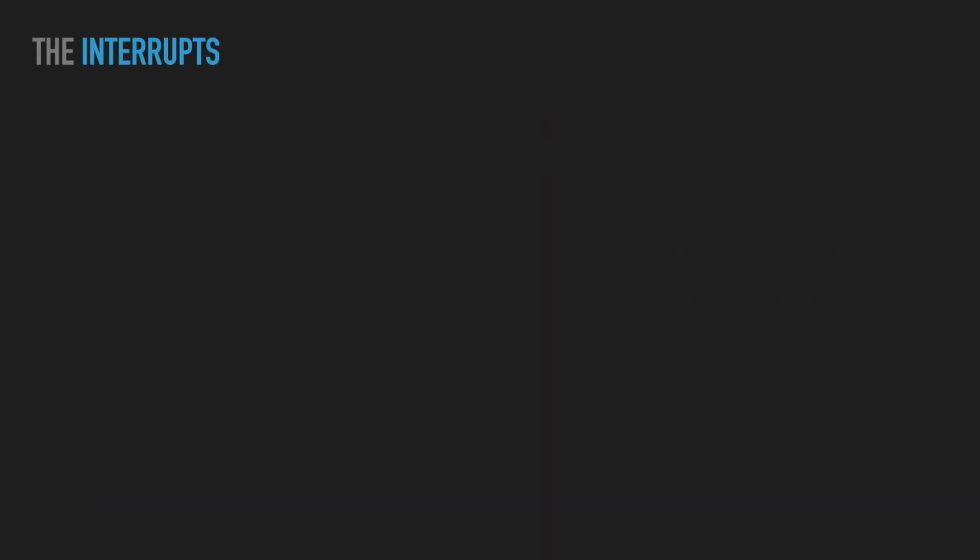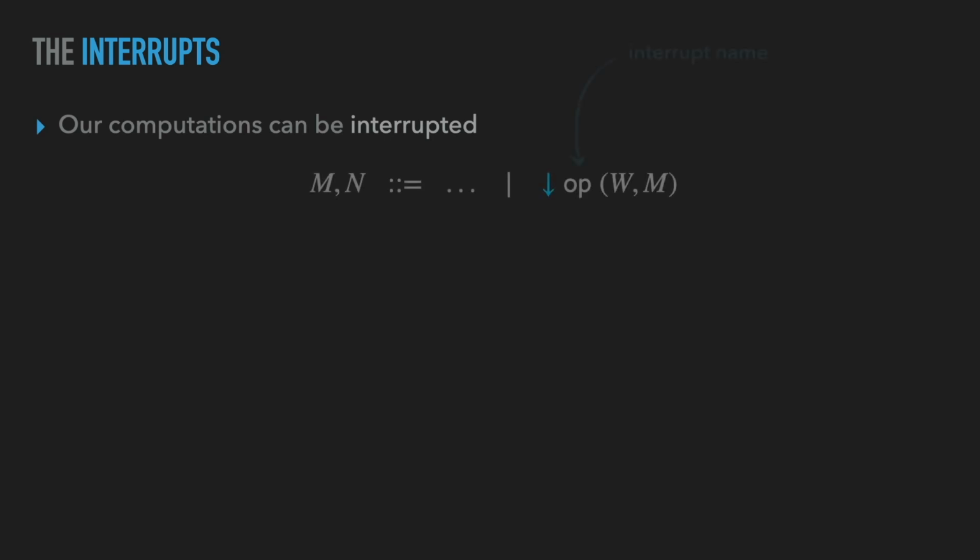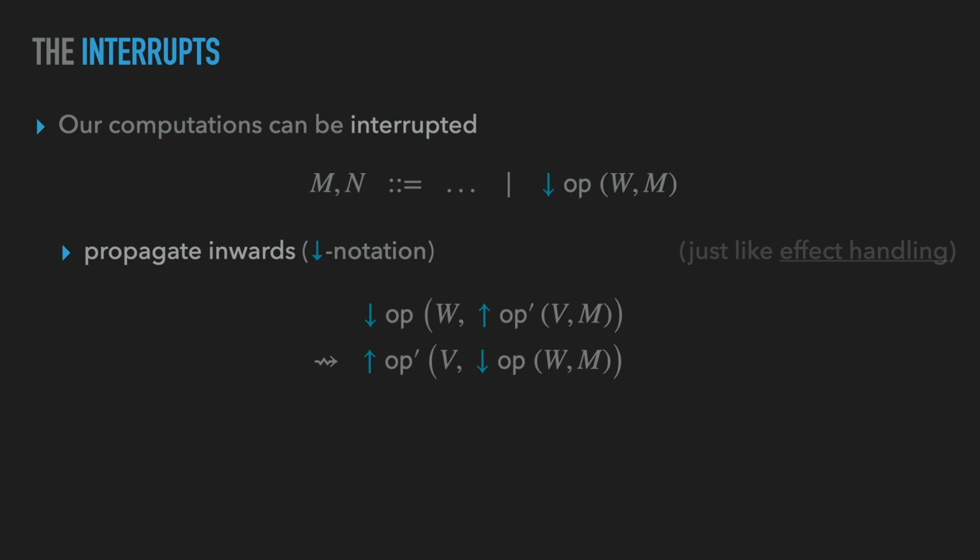In addition to issuing signals, we propose that computation should also be able to receive interrupts, where op is the name of the interrupt, w is a data payload, and m is the continuation of the interrupt. Computationally, these interrupts propagate inwards into computations, so that's why we're using the down arrow notation. For example, interrupts propagate past outwards propagating signals, and they get discarded when they reach return values.